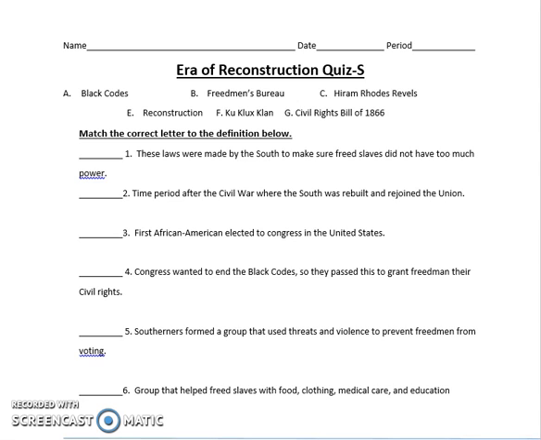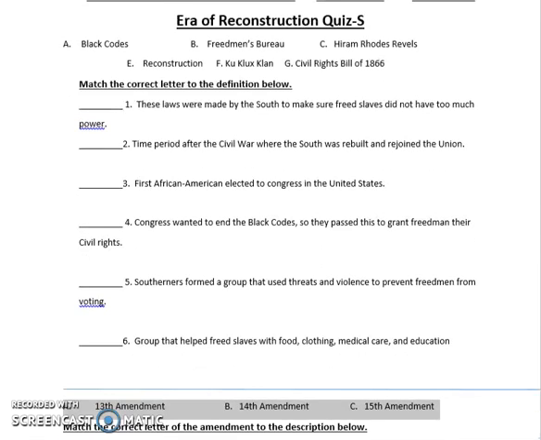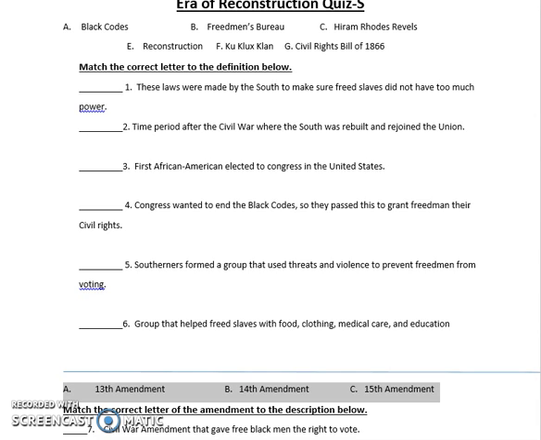Number 4. Congress wanted to end the Black Codes, so they passed this to grant freedmen their civil rights. Number 5. Southerners formed a group that used threats and violence to prevent freedmen from voting. Number 6. Group that helped freed slaves with food, clothing, medical care, and education.